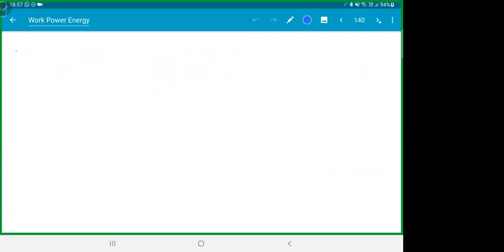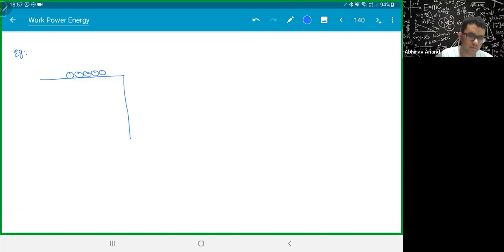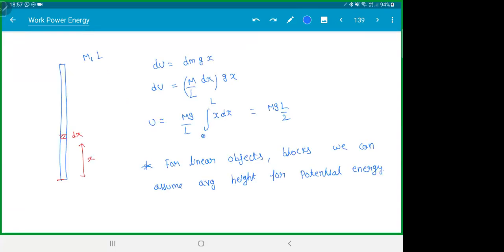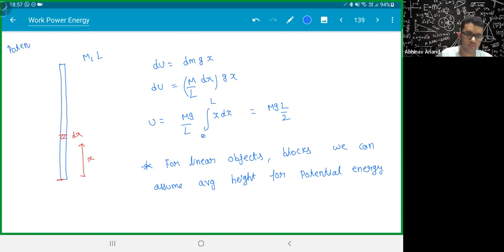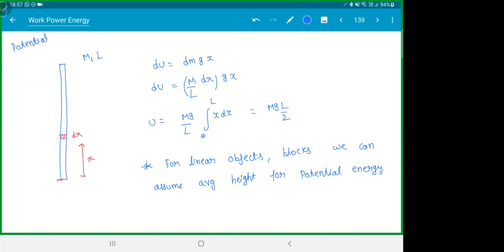Example, they will say, let's say there is a table here. So can you show the previous page for a minute? This one. Yes, sir. This is the potential energy of linear objects. Yes, sir. Thank you.